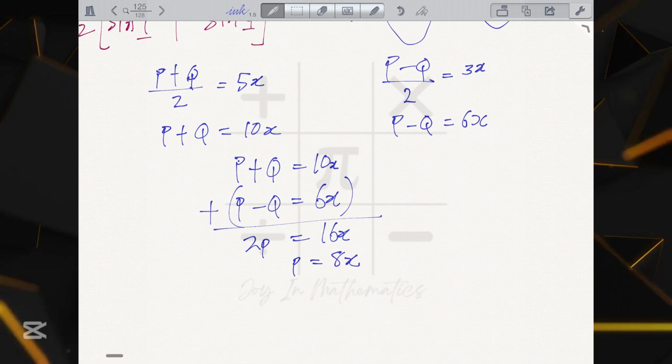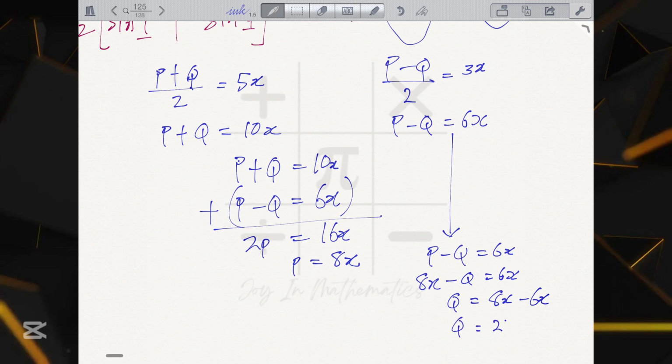Now, if P is equals to 8x, from this expression, we can find the value of Q. So therefore, P minus Q is equals to 6x. So we are saying P, which is 8x, minus Q is equals to 6x. So therefore, Q will be equals to 8x minus 6x, and Q is equals to 2x. So we have Q to be equals to 2x and P to be equals to 8x.